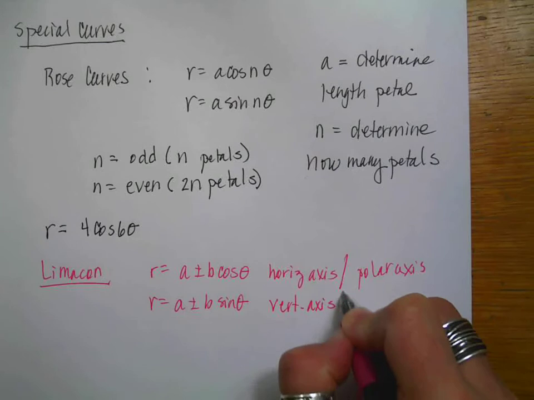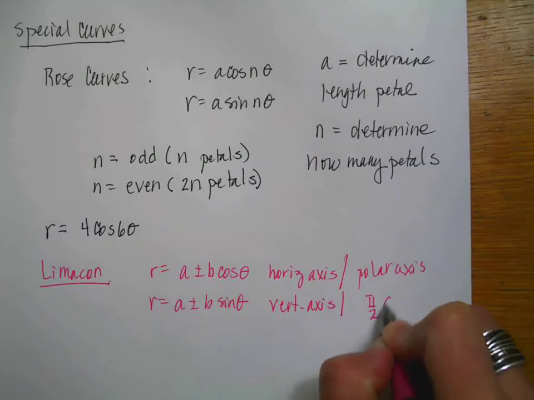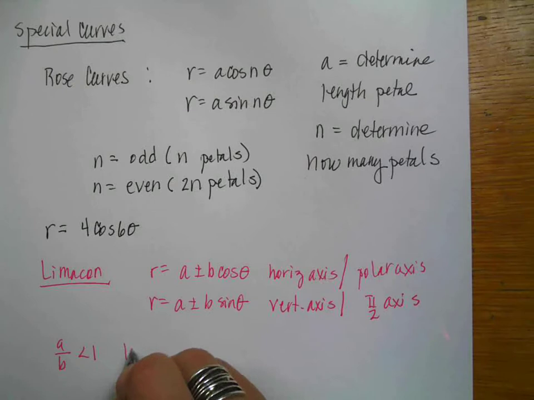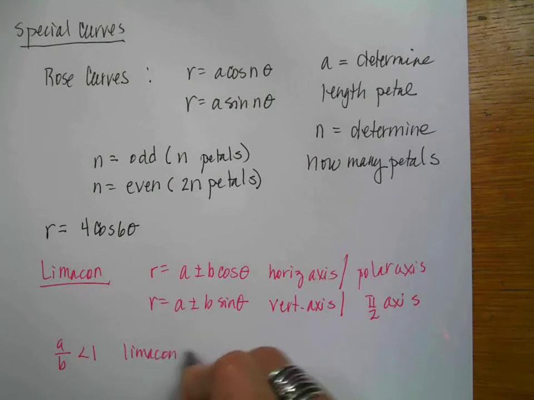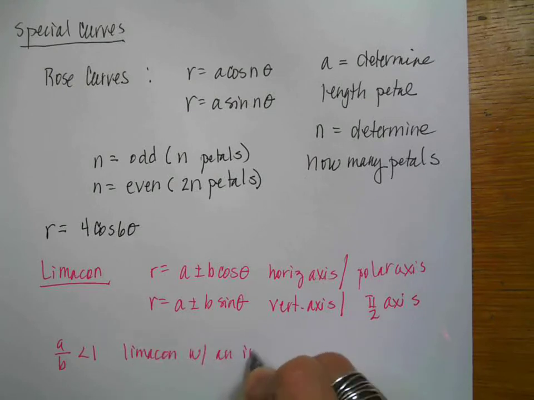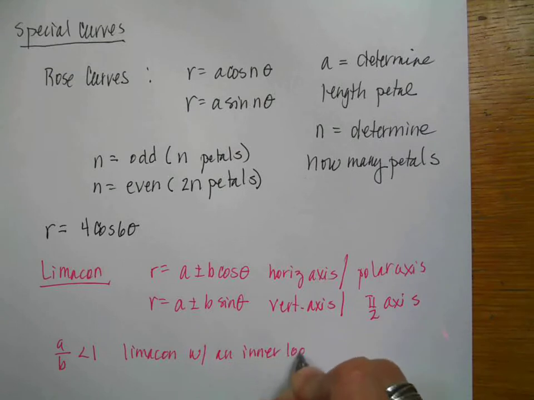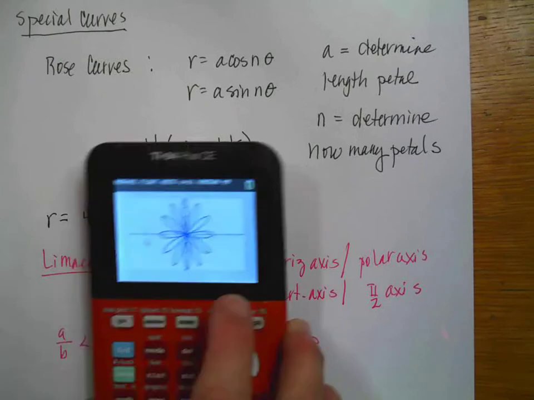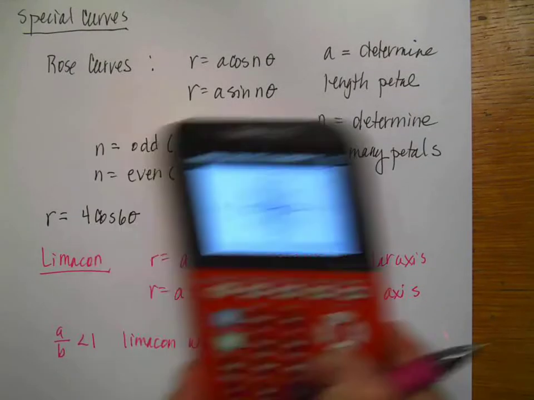This one is going to be symmetric about your vertical axis, which is going to be your pi over 2 axis. So in this one, if A divided by B is less than 1, then it's going to be a limacon with an inner loop, which is really cool. Okay, and so before we move on, I'm going to show you this.